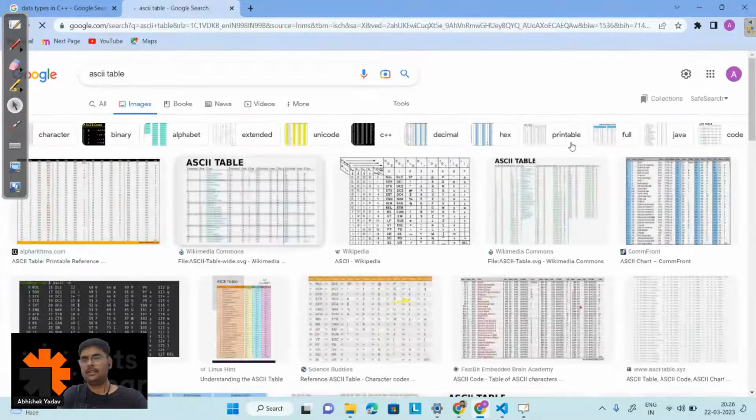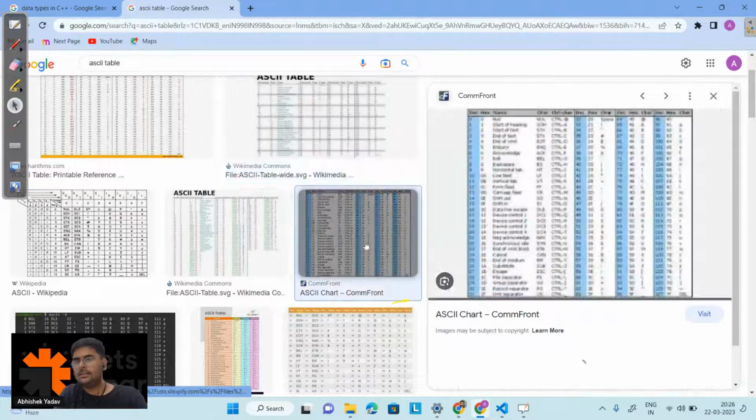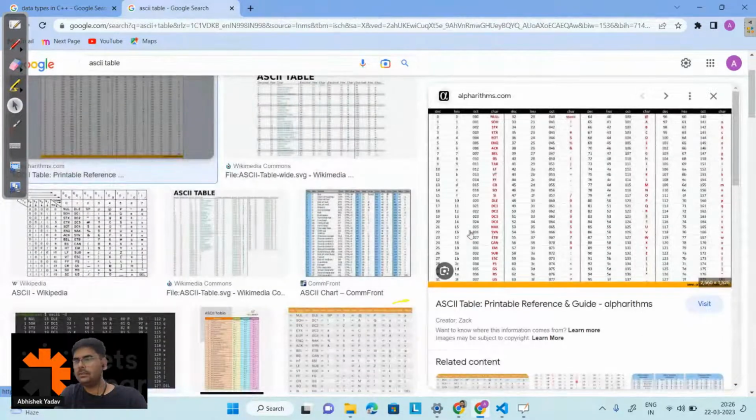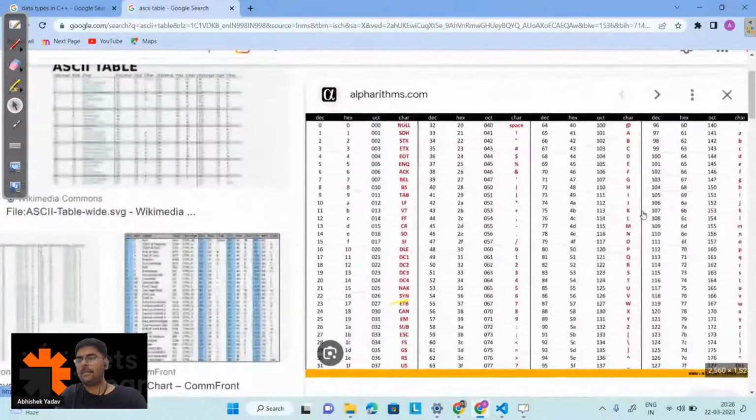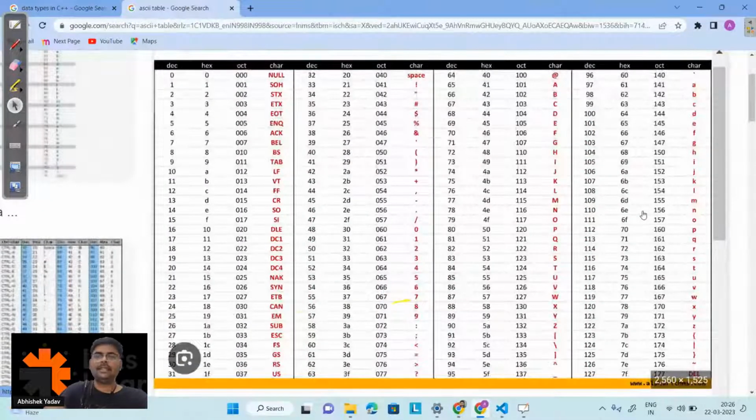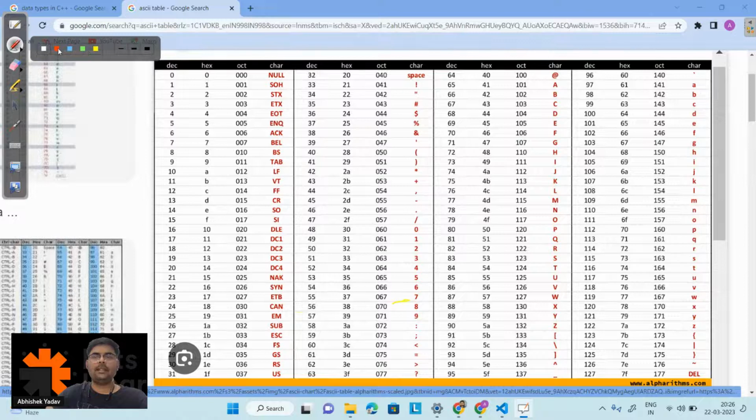Images, and let's open one of them, right? Here, right? Let's see. No, not this one. Okay, this one here. So here in the ASCII table, you can see what we are having. This one, right?